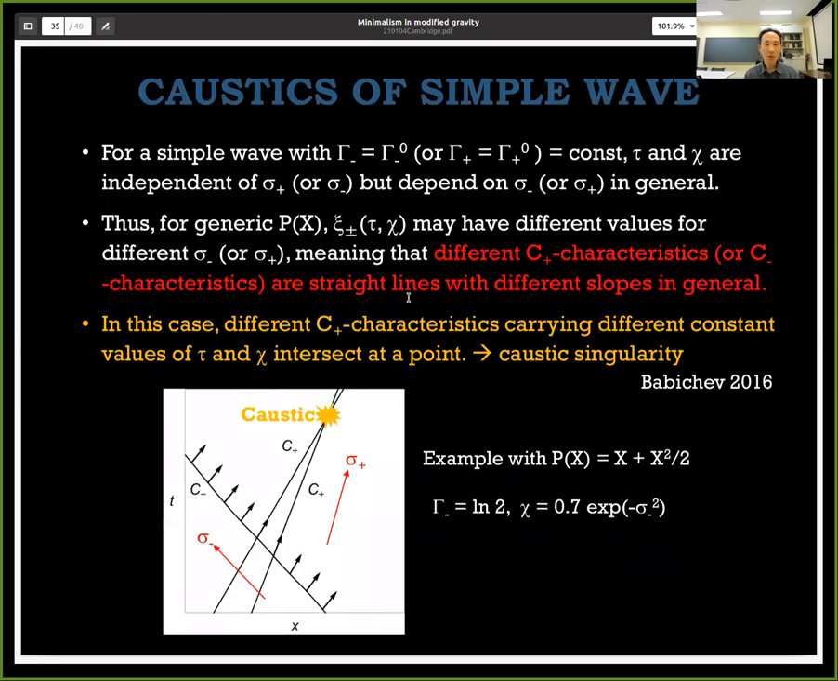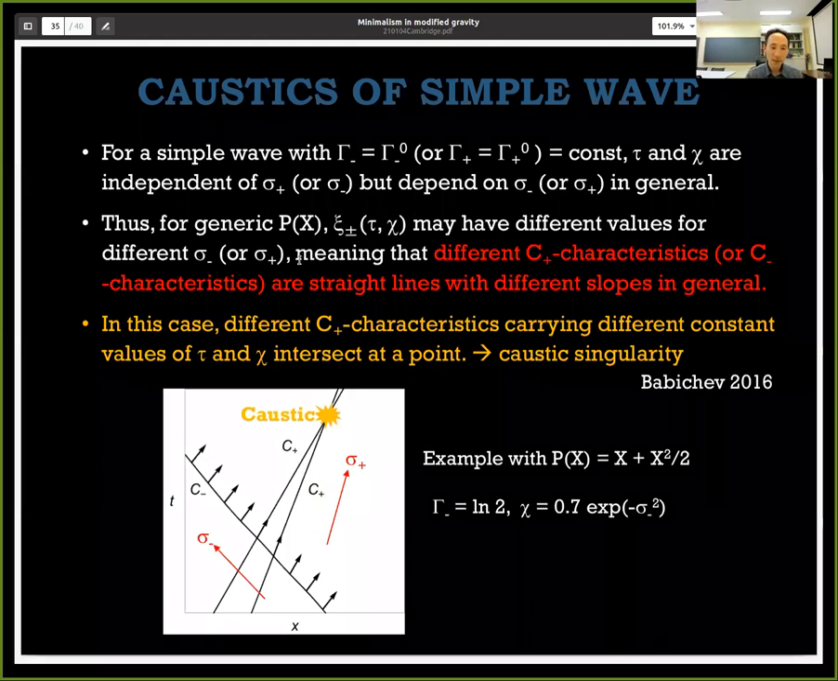And a simple wave propagates along the so-called characteristics, and the characteristics are a kind of analog of a light cone. Okay, and along each characteristic, the simple wave carries a constant value of the first derivative of the scalar field in the case of P of X. And we have different characteristics, and on each characteristic, we have a fixed value of the first derivative of the scalar field. I mean, by the way, I'm considering 1+1 dimensions.